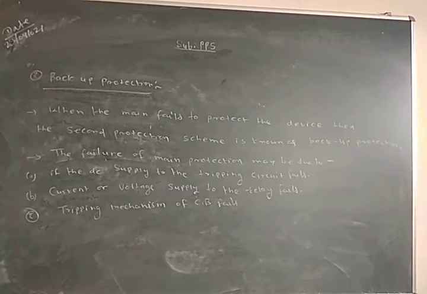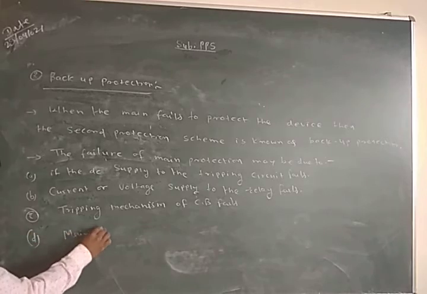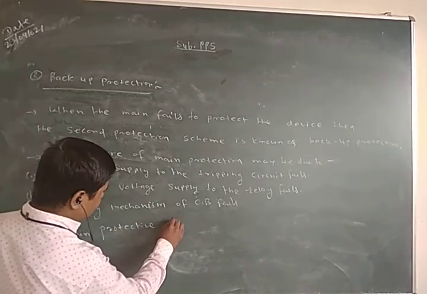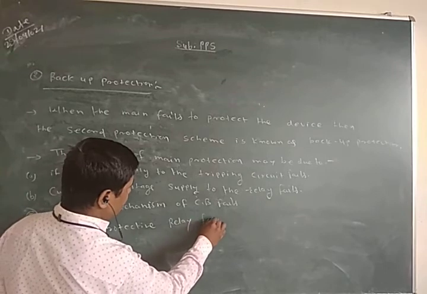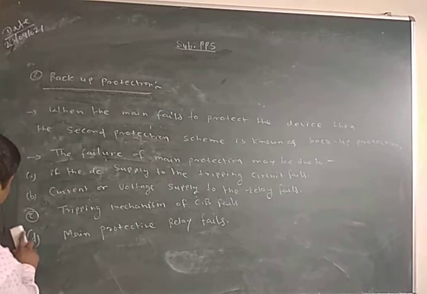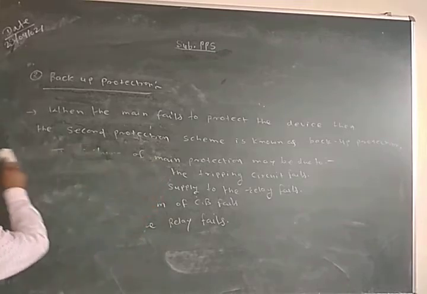Next is main protective relay fails. So these are the several reasons due to which our main protection may fail. So we require secondary protection, that is known as backup protection. Now we take an example to understand the backup protection scheme.